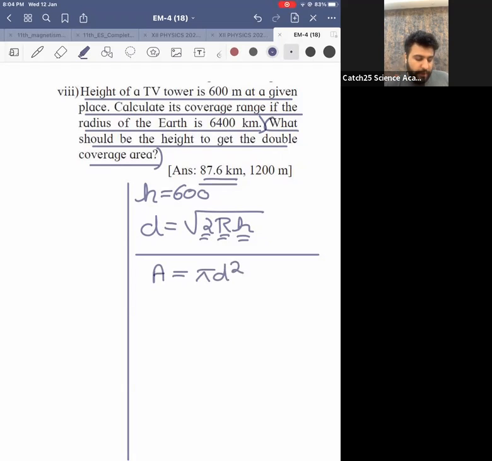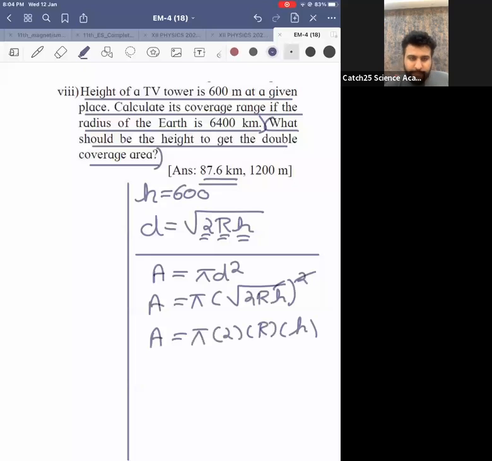Correct. Also, can I write area as pi into square root of 2rh square? And can I say square root and square will cancel? Therefore, can I say area is pi into 2 into r into h? Therefore, looking at this formula, can I say area is directly proportional to height? Do you agree with this statement? Area is directly proportional to height.